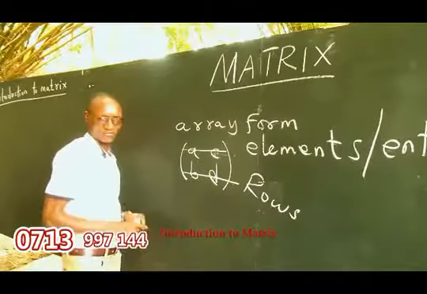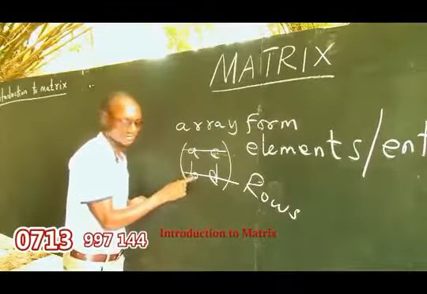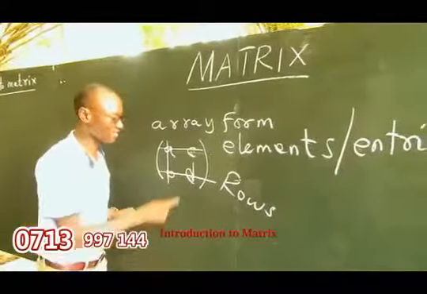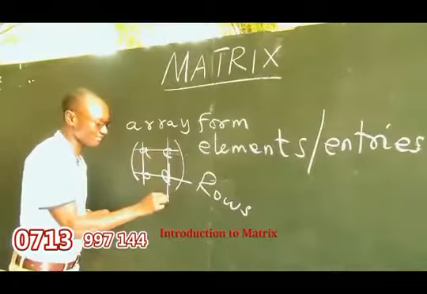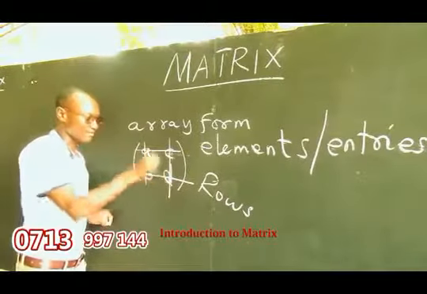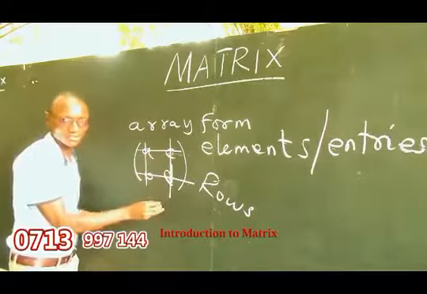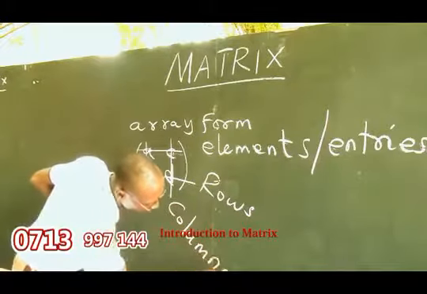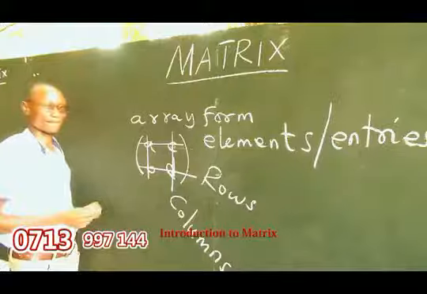Also, if we join the element A and the element B, we get a line. If we join the element C and the element D, we get a line. These lines are called the columns.